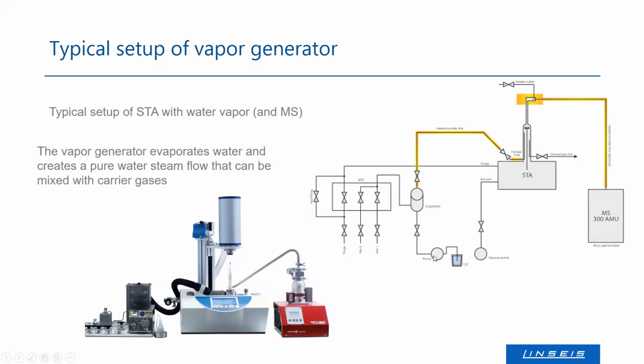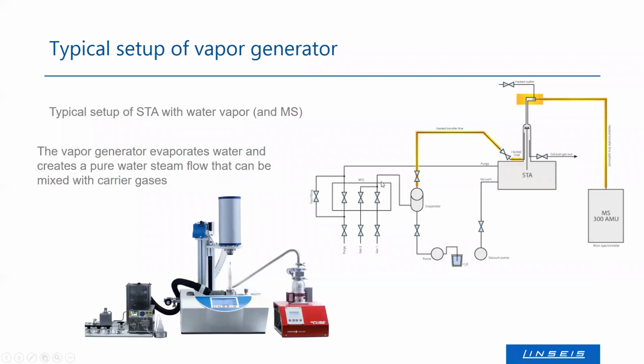Sounds simple, and it is simple. You just evaporate water and pump in the steam. You have a flow control here for how much steam you pump in, and you can use it as a pure sample gas without any need of a carrier gas. If you want to have a low amount of water vapor, of course you can use a carrier gas. Therefore, we have this MFC control.